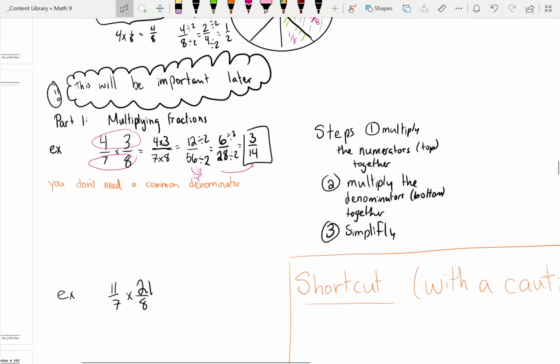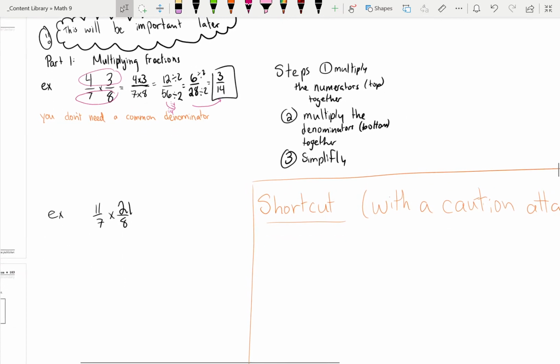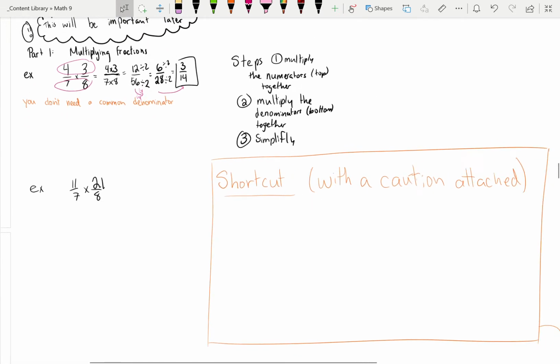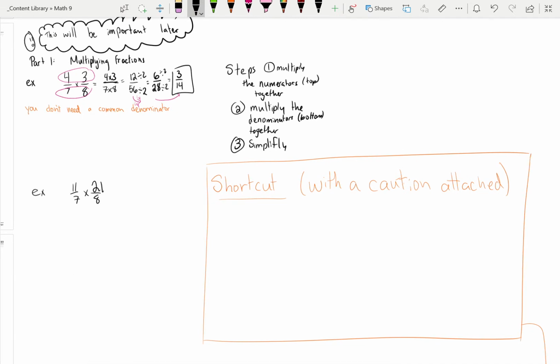Now, I'm going to show you a shortcut with our second example here. So say I have 11 over 7 times 21 over 8. And this shortcut will apply to the previous one too. Normally, if I had an addition, so say I had 4 over 8 plus 3 over 2, I could find a common denominator, or I could realize that this could simplify down and I could make it, again, 1 over 2 plus 3 over 2 to give me 4 over 2, which is 2.